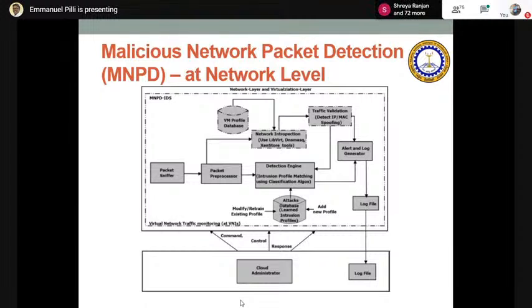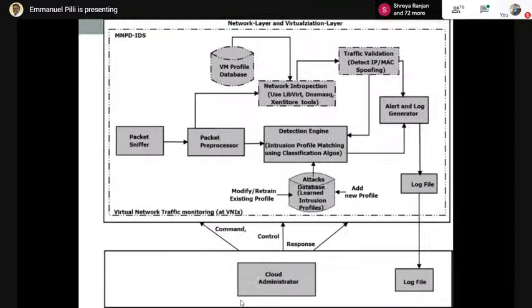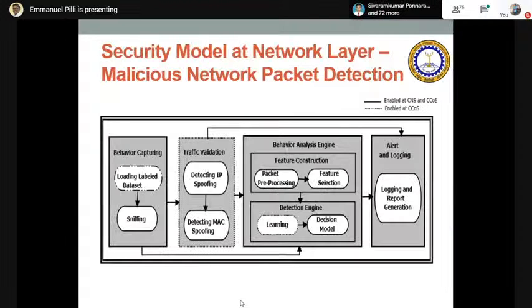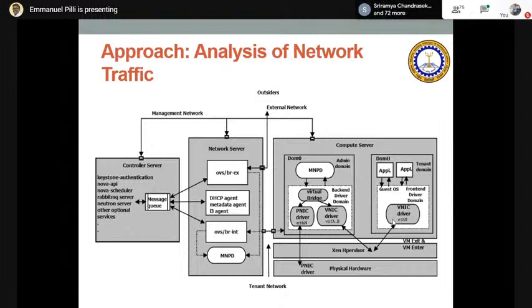The last attack is at the network layer, on the virtual network or on the network server, and then you have a slightly bigger diagram here. So you have different packets being analyzed for behavioral analysis, and then we are collecting the logs that are there. So behavior can be consulted, and the traffic validation can also be done. So when you want to do it, this is how it looks like. In the case of MNPD, this is the malicious network. So this is on the network server.